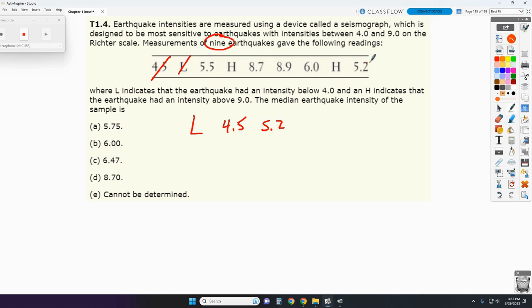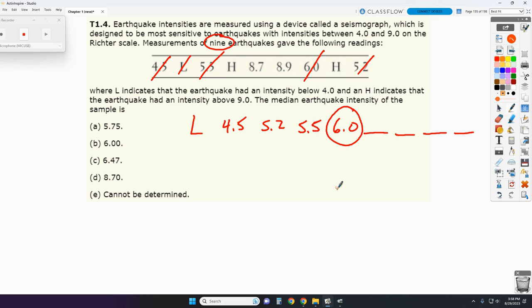5.2 is next. 5.5. And then 6.0. Now, ultimately in the end, I don't really need to come up with all of them. Let's see, what's there? There's 4 left. So it'd be 1, 2, 3, 4.